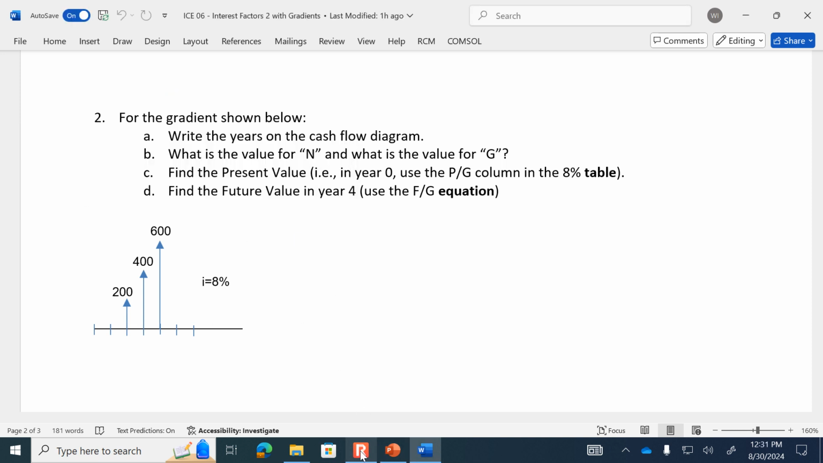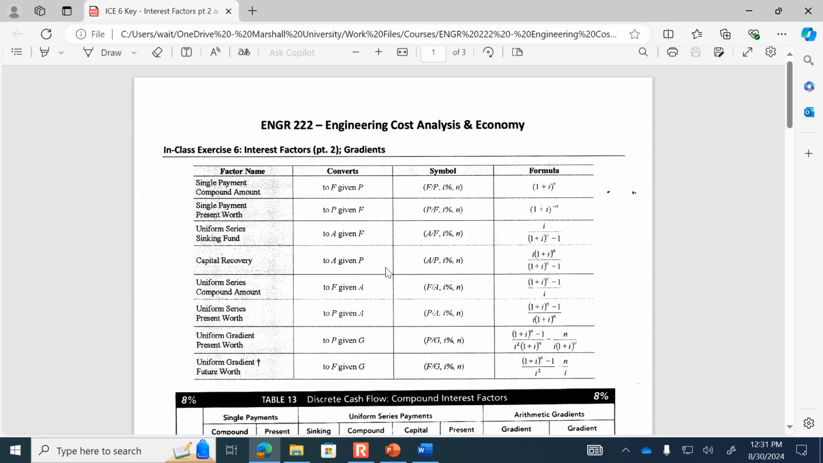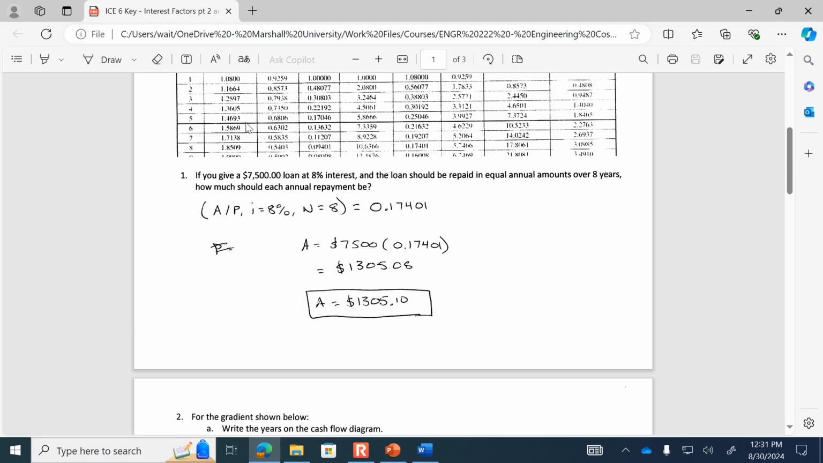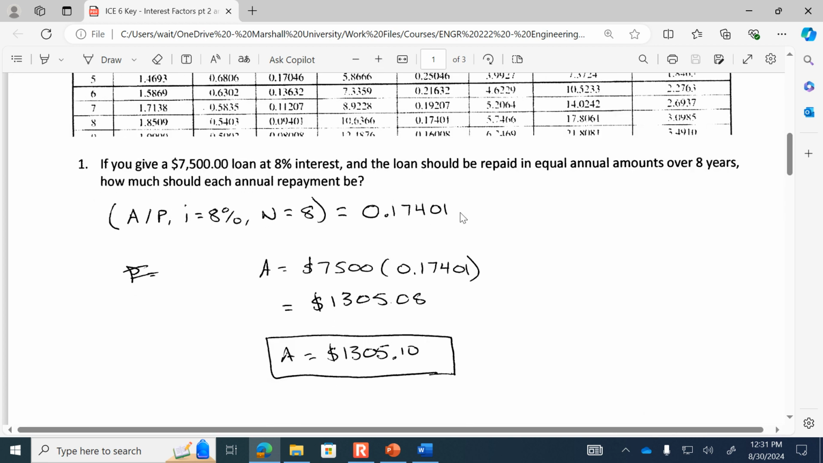So the solution to the first one, let's look at that. This first one's just a warm-up. Review. You give a $7,500 loan at 8% interest, and the loan should be repaid in equal amounts over 8 years. How much should each annual repayment be?